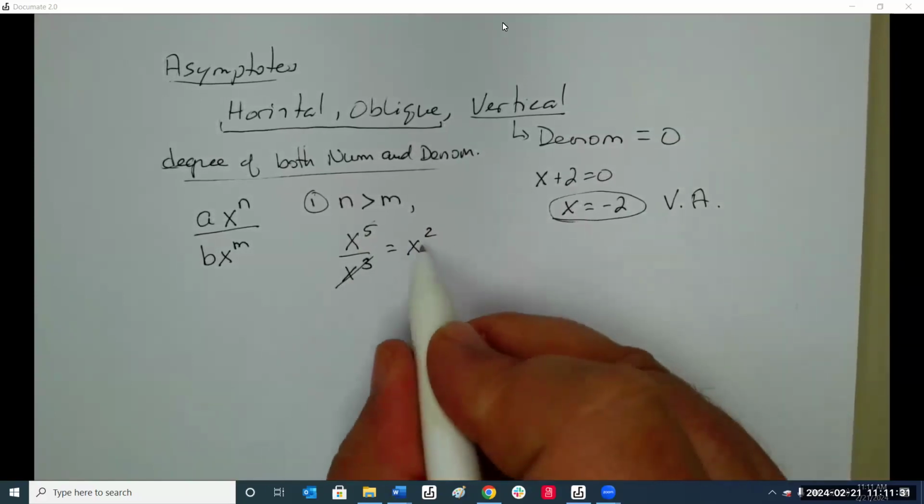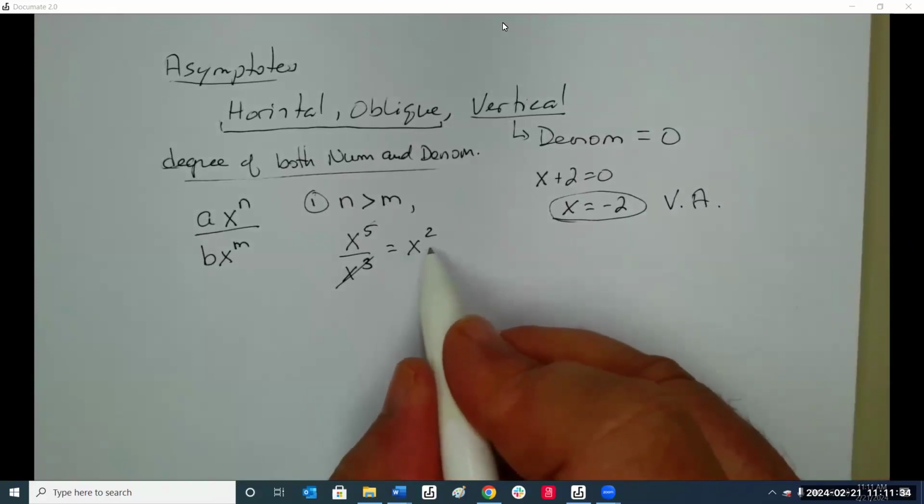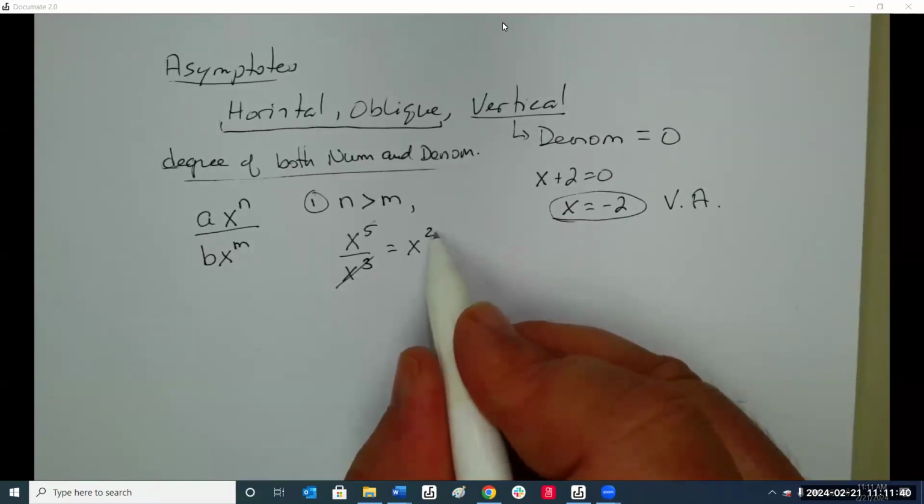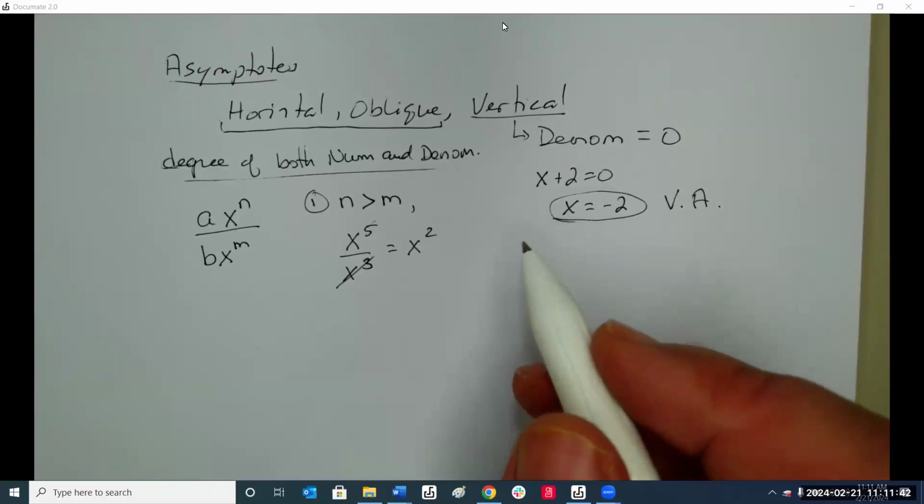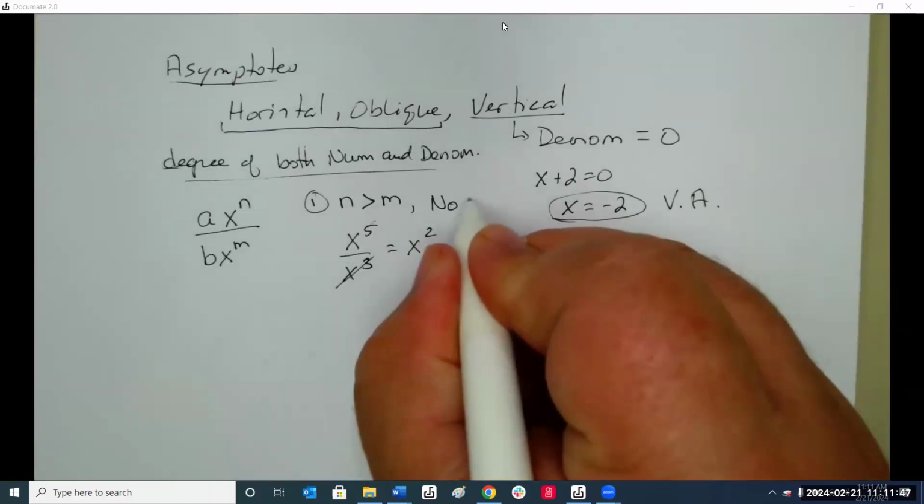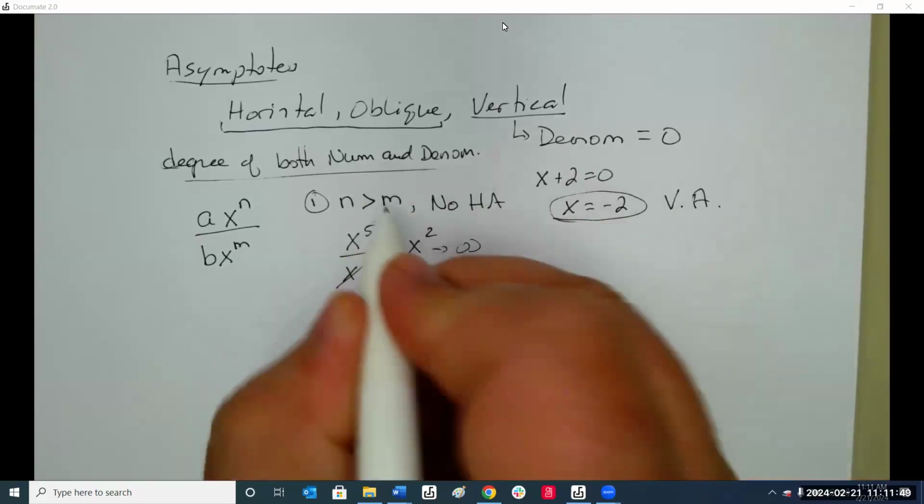What is the graph as x goes to infinity? What does this approach? What's infinity squared? A bigger infinity. So this one goes to infinity. So there is no horizontal asymptote if the top is bigger than the bottom.